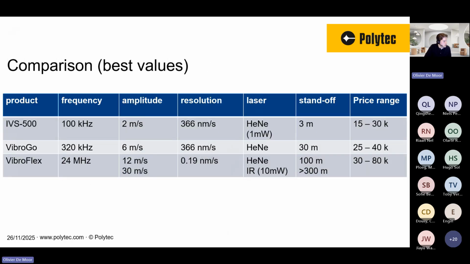So if we compare the different single-point systems in terms of frequency, amplitude, and resolution, we see that the VibroFlex actually outperforms the IVS 500 and the VibroGo. So we have the largest measurement frequency, largest amplitude, and the best resolution with the VibroFlex. It's only possible to use the infrared laser in combination with the VibroFlex system, and with this infrared we can also measure larger distances, now up to 300 meters.